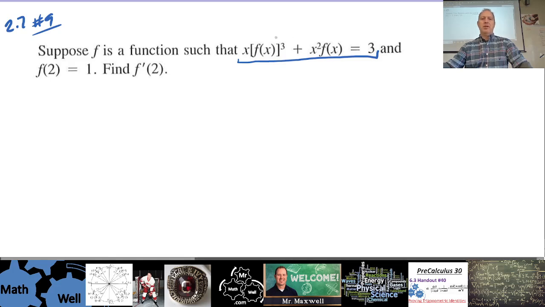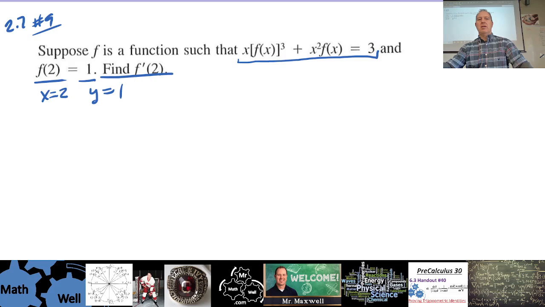We've got an obvious chain rule, and we've got the power rule going on here. Remember, f of x is the same as y. So the givens over here are f of 2 equals 1. That means that x equals 2 and y equals 1, if that helps. And then f prime of 2 is what we want to find. So we want to find the derivative of f, and then plug 2 in.